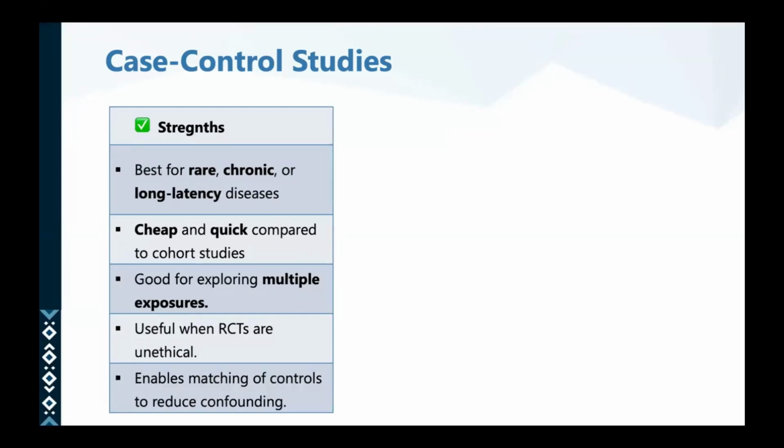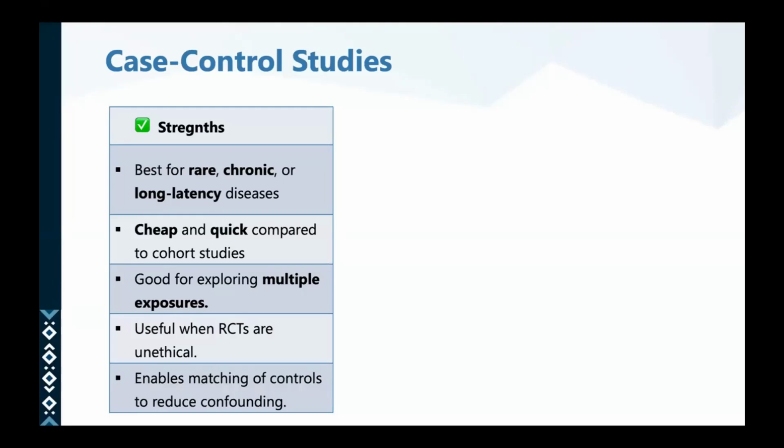And they're also good for exploring multiple types of exposure, right? For example, if you take patients who have lung cancer, you can not only look at whether they were exposed to smoking, you can look at whether they were exposed to asbestos or other things that are potential risk factors for lung cancer. And they are usually useful when randomized control trials are not ethical, like in the case of lung cancer here.